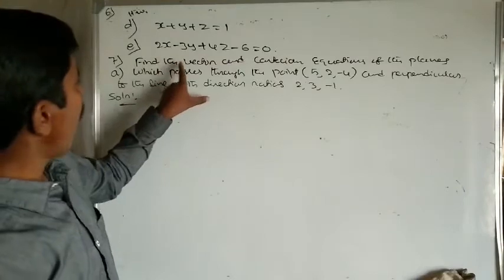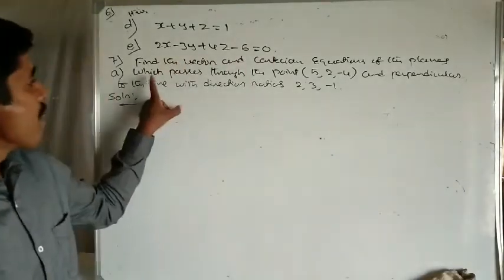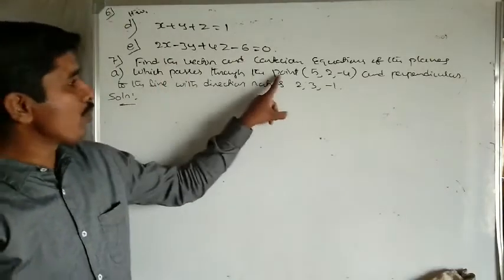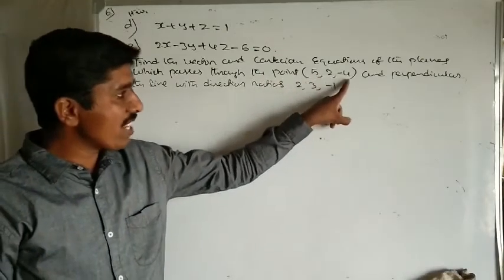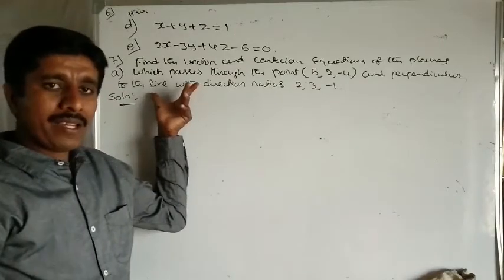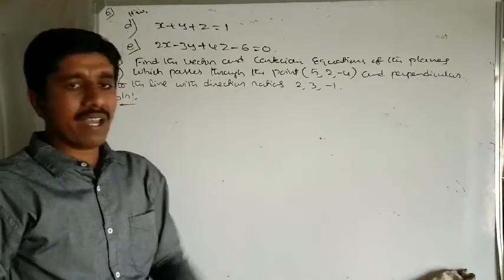Seventh problem, find the vector and Cartesian equation of the planes. Problem A means find the vector and Cartesian equation of the plane which passes through the point (5, 2, -4) and is perpendicular to the line with the direction ratios 2, 3, -1.